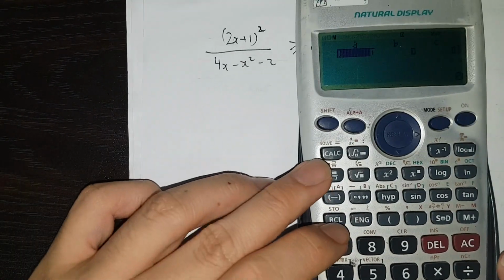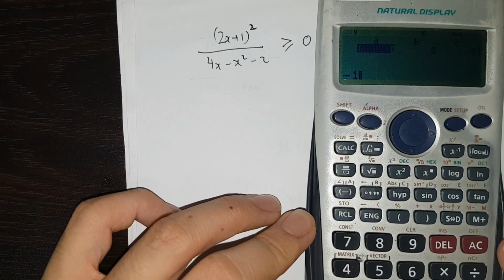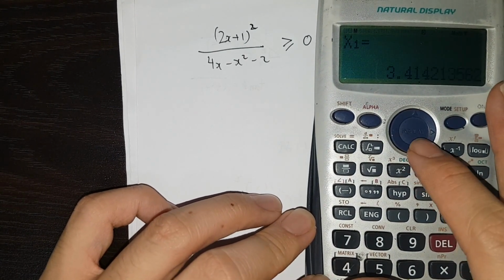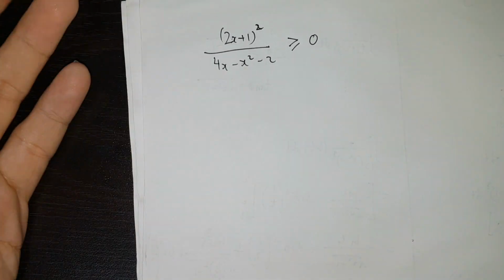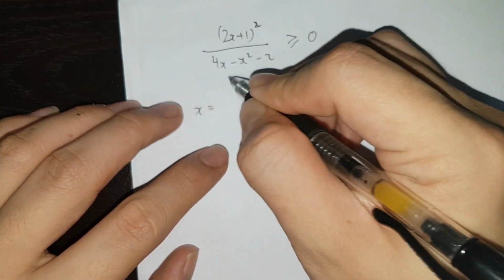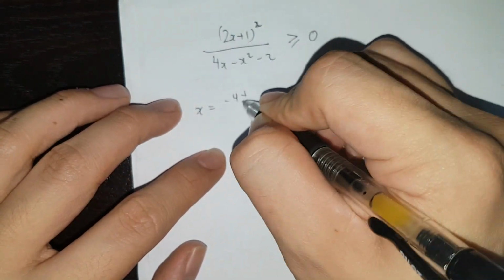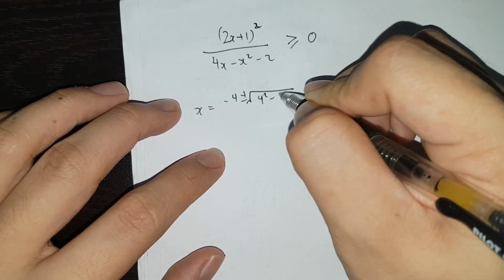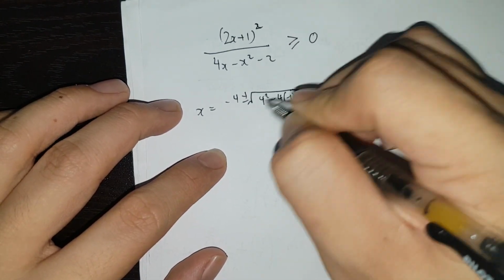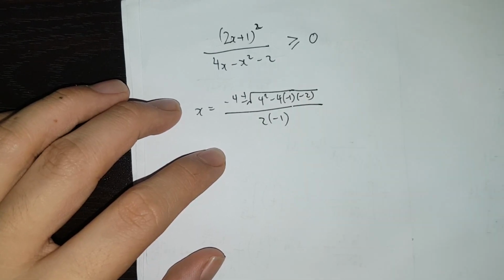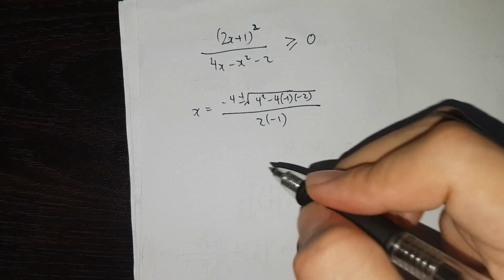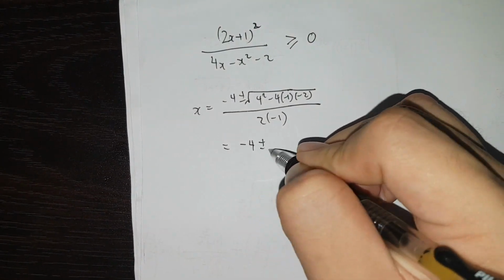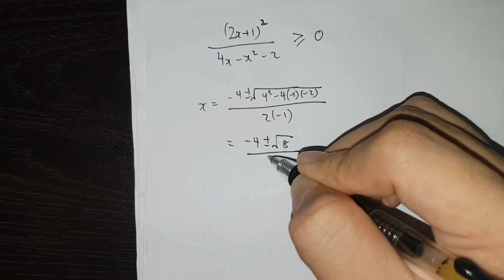Okay, if you solve it using your calculator, you get these two weird numbers, right? So usually what we do is we'll try and solve for the exact roots. So I'm just going to solve it using the quadratic formula: x equals negative b plus minus root of b squared minus 4ac, divided by 2a, where a is negative 1. So 4 squared, 16 minus 8 gives me root 8, so we have negative 4 plus minus root 8 over negative 2.